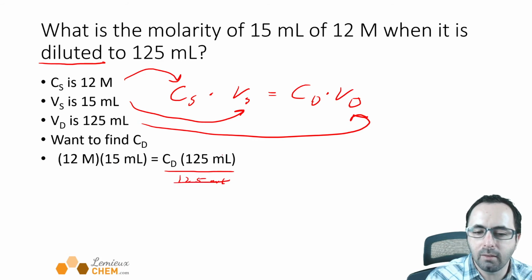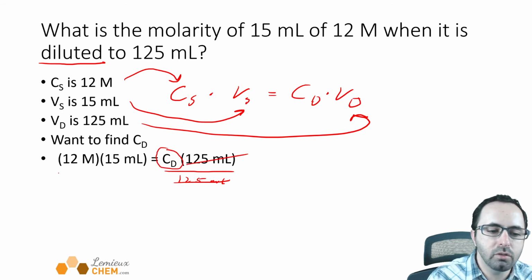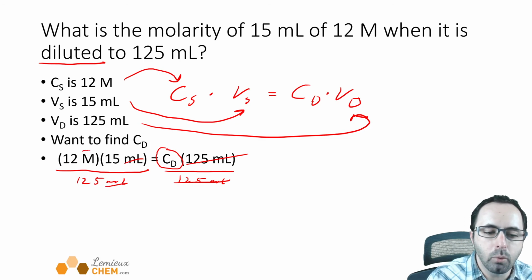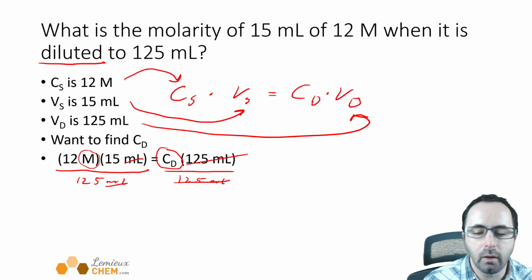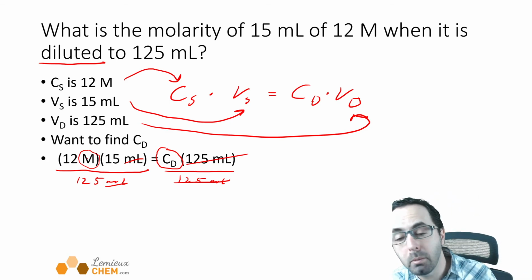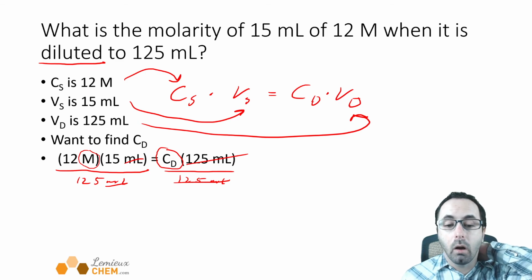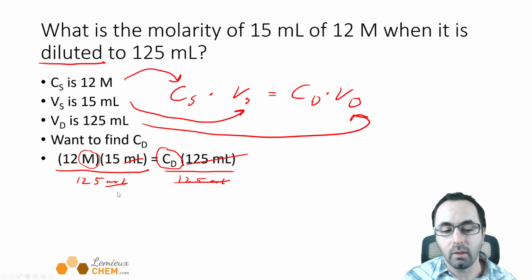So that will cancel this 125 milliliters, leaving us only the concentration of the diluted. And then we divide this by 125 milliliters. And notice that our milliliters cancel, and we end up with concentrations of molarities. And this doesn't have to be molarities. It could be any type of concentration unit, as long as you're consistent, so that the units cancel and you get the unit that you want.